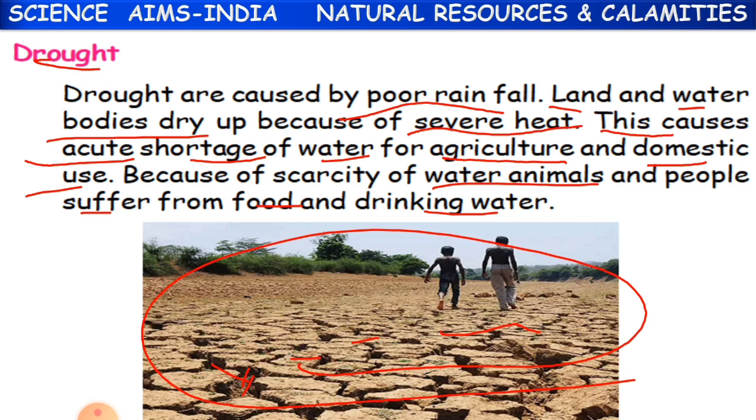So children, these are all the natural calamities. Natural calamities are great losses. They are great damages for human, animal and plant lives. Clear, children? So this is what we have learned in our session. Hope you are clear with the content, and we'll continue in tomorrow's session with another topic.